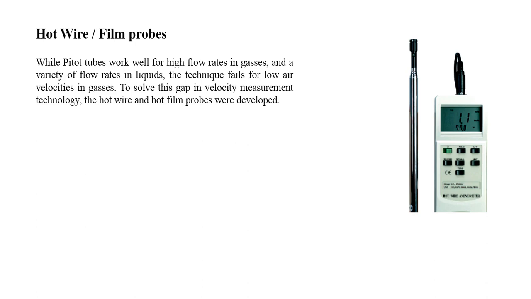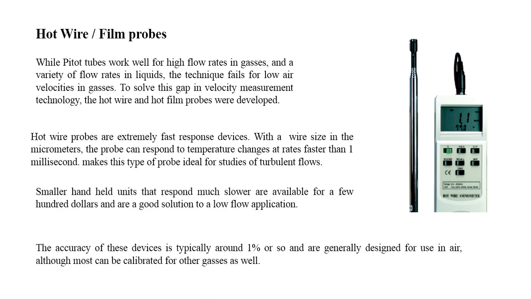Then we have hot wire or film probes. Now, the Pitot tube works well for high flow rates in gases and a variety of flow rates in liquids, but the technique fails if you want to measure a low air flow rate. To solve this gap in velocity measurement technology, hot wire and hot film probes were developed.